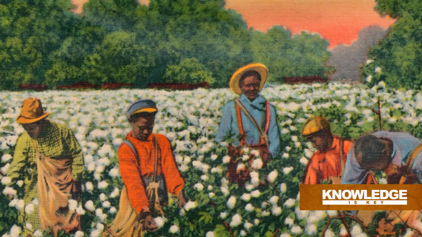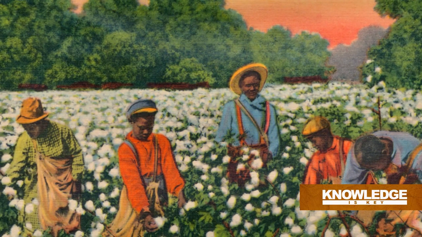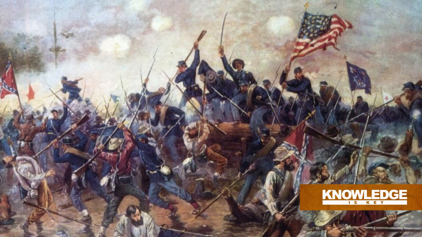By the mid-19th century, the United States was deeply divided over the issue of slavery. In 1857, the Dred Scott decision by the Supreme Court ruled that African Americans could not be considered citizens and had no legal rights. This decision further inflamed tensions between North and South and set the stage for the Civil War. The war began in 1861 and lasted for 4 years, with the Union ultimately emerging victorious in 1865.